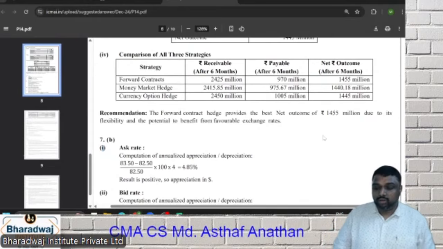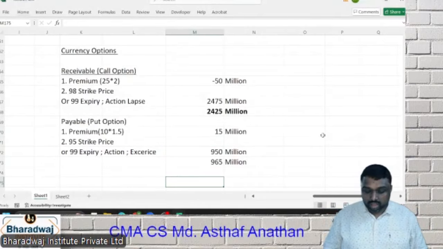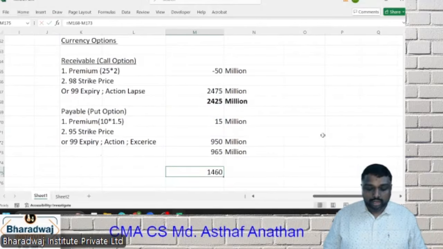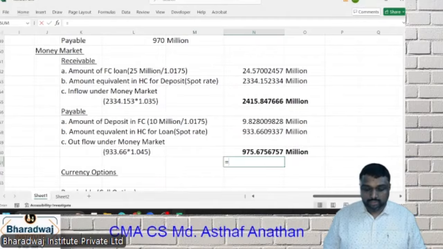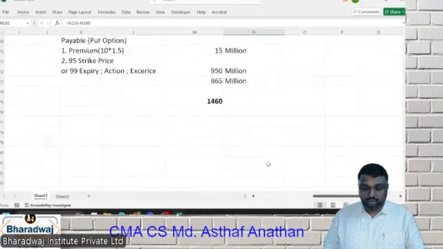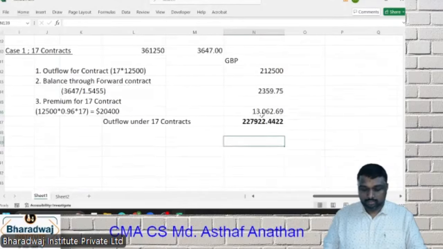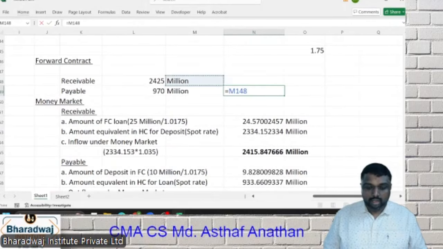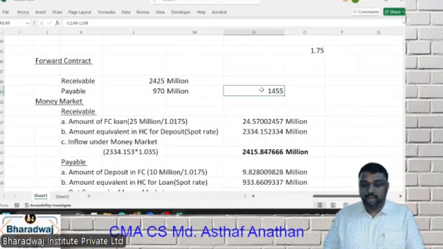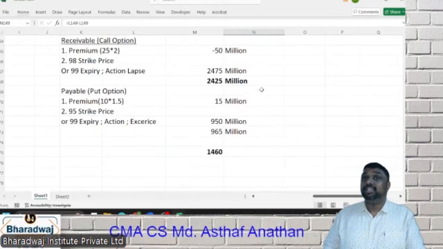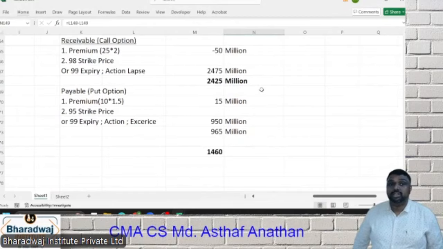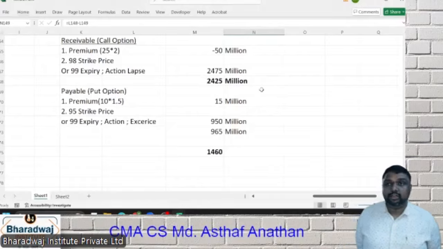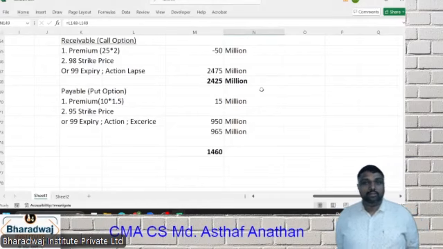So for the best perspective, you show the one where your net outflow is lower. Here you have a net outflow of 1460, and here the net outflow is 1440. So it is receivable only. The higher the receivable, the better the option. 1455, 1440, 1460. Which is best? Higher is the best. So currency option is best. Your answer is currency option, because receivable, payable, net is receivable only. So receivable is best. So this is how you can approach it. A very interesting question. You can easily solve.